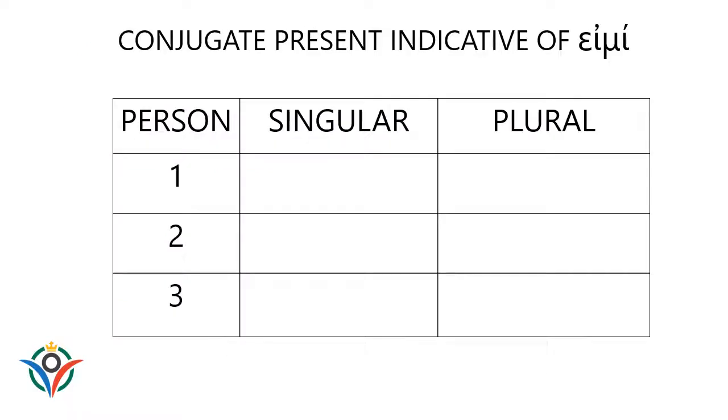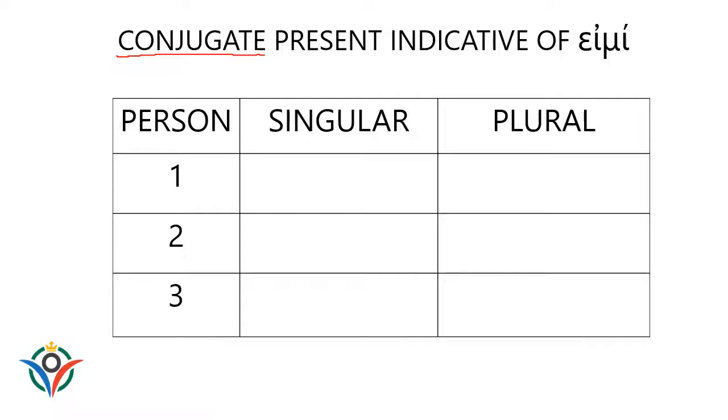So let's now conjugate the present indicative of eimi. And just before I do it with you, I want to encourage you not to rely on these videos for practice. Please get out a piece of paper and in your own time draw up this table and practice conjugating the various verb forms that you've learned so far. The more you write it out and the more you say it aloud, the better opportunity you are giving yourself to allow this to enter into your long-term memory.